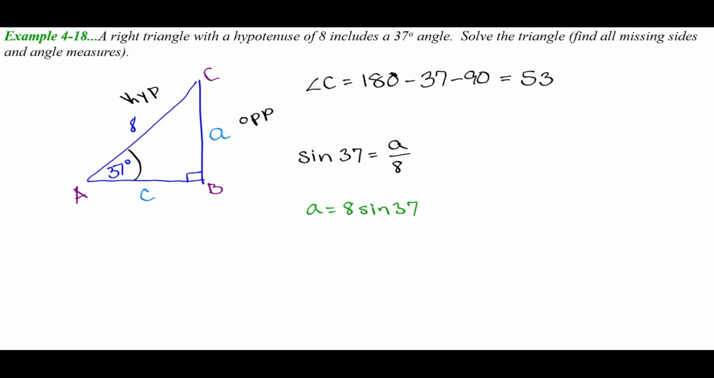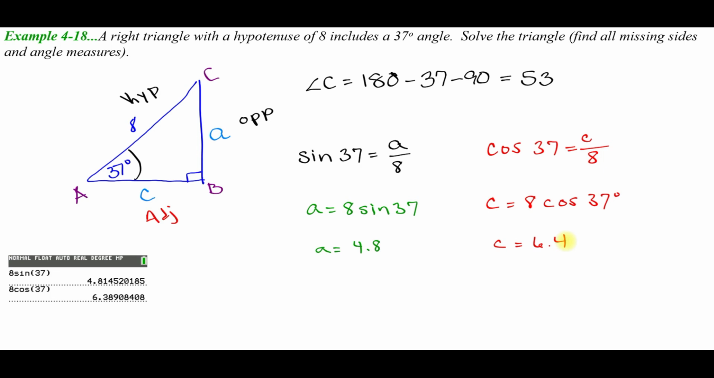Then we'll do similarly with C. This is my adjacent side. I'm going to use the 8 again because it was given. So we're going to use cosine. So cosine 37 is C, the adjacent side, over the hypotenuse, which is 8. And then C is going to be 8 cosine 37. So then using your calculator, you get A is 4.8 and C is 6.4.